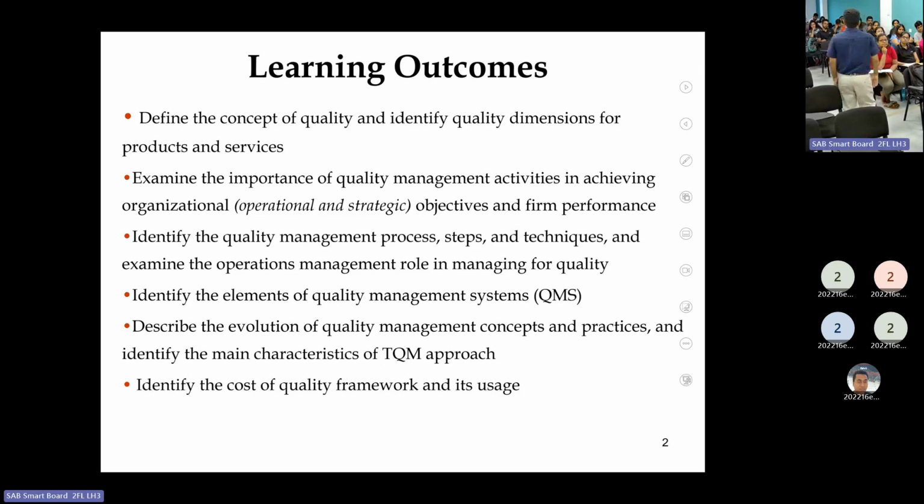The main discussion will be on how quality can be managed in an organization. Of course, our focus area is operations management, but for the organization, how can quality be managed? What are the tips, techniques, and processes commonly used in organizations? And we will examine the role of operations management in managing for quality.